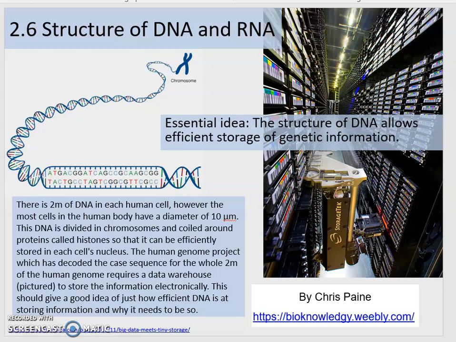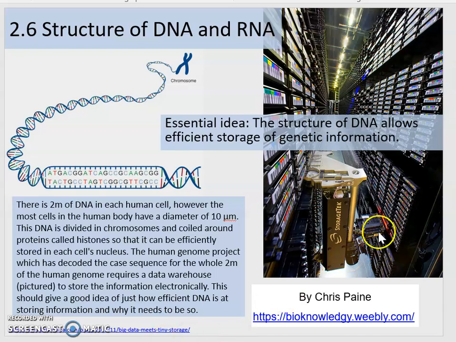So 2.6 is all about the structure of two nucleic acids, namely DNA and RNA. DNA stands for deoxyribose nucleic acid, and RNA stands for ribose nucleic acid. They're both nucleic acids, and nucleic acids are polymers, which are made up of individual monomers called nucleotides, which we'll look at the structure of in just a moment.